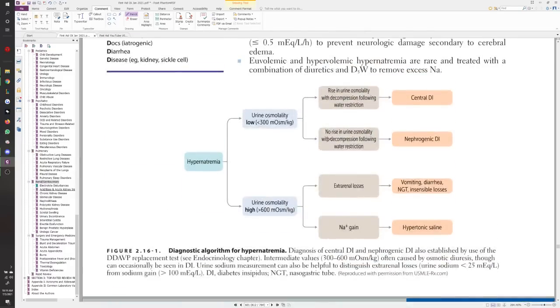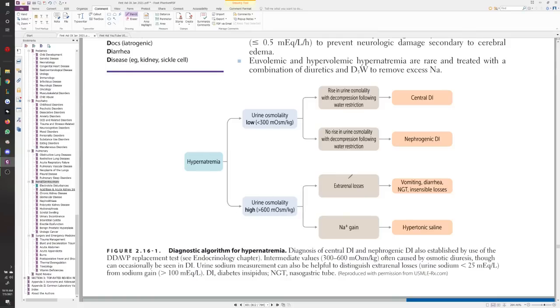So let's look at this diagnostic table they have here. This person presents with hypernatremia. The first thing you do is check their urine. If they have high urine osmolality, that means that not only do they have high sodium, their urine sodium concentration is also high. So they're actually peeing out all that extra sodium they're retaining, right? Urine osmolality is high solute concentration.